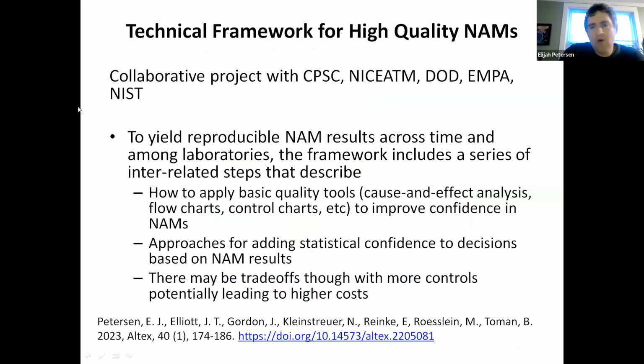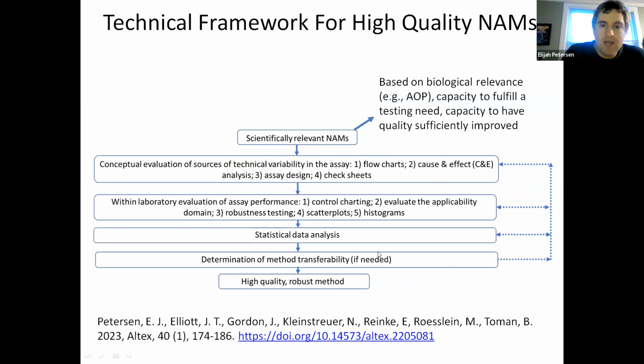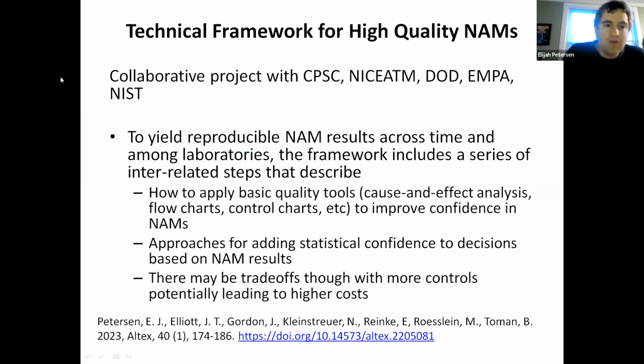So it was published earlier this year, a technical framework for trying to add quality to NAMs. So this is not specific to any NAM. It's more like a general process that one could go through to try to add quality to hopefully any NAM. This was very much an interagency effort within the U.S. government and also internationally with EMPA in Switzerland. And I'd really say that the whole is greater than the sum of the parts here. There were a lot of unique perspectives. We had some regulators involved and so forth, and everyone brought unique and valuable perspectives.